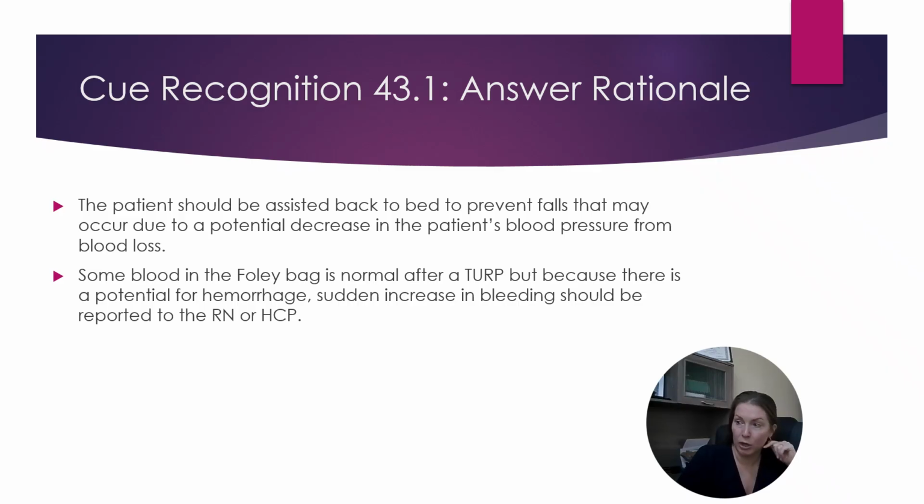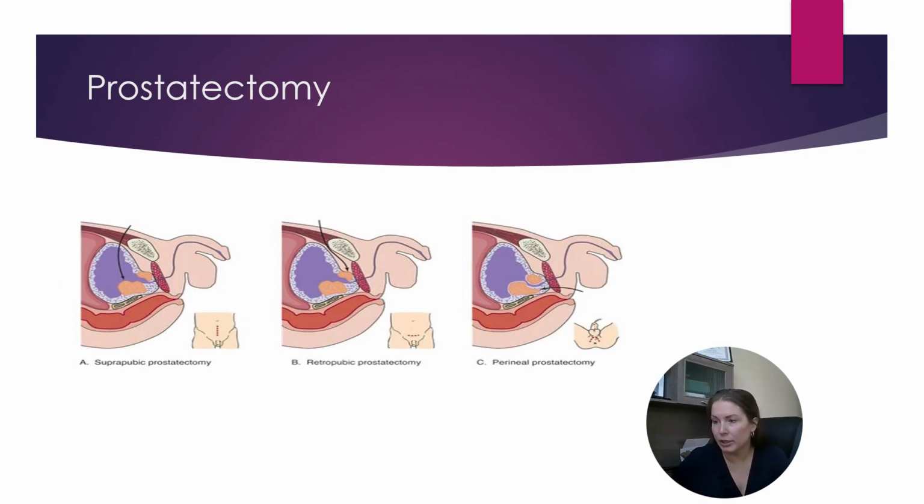Some blood in the Foley bag is normal. A doctor will usually tell you what they want the urine or the bag to look like. Some will say, I want it like a rosé. Others want it more like a dilute pink lemonade. So there's a spectrum of what they want. Here is a picture showing our prostatectomy. We can have a few different types. We have our suprapubic, where the incision is going to be made through the lower abdomen into the bladder.